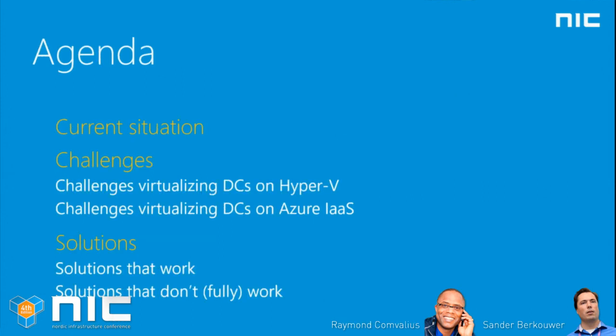We're going to talk about the current situation. We're going to talk about challenges when you do virtualize domain controllers, when you virtualize them on Hyper-V, or if you're really on the edge, virtualizing them on Azure, which is cool, kinda. Not to us, it's cool. Going to talk about those challenges and how you can solve them. So the solutions that you have in your toolboxes that you can do to make those domain controllers run more safely, more securely.